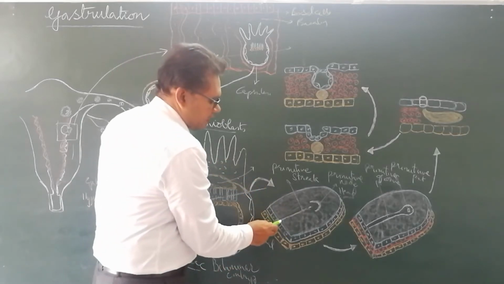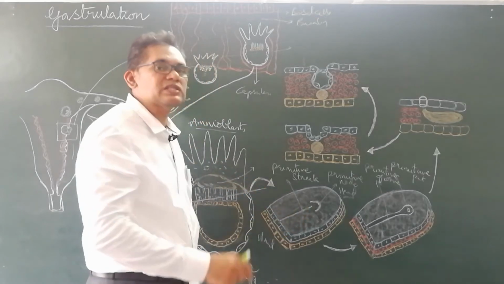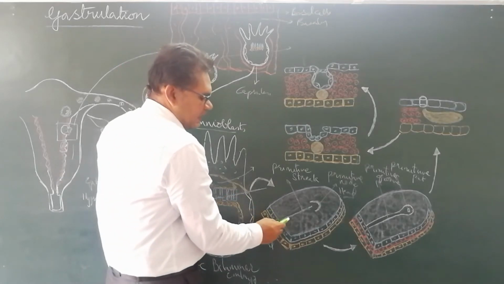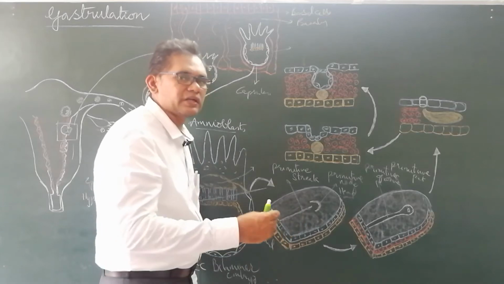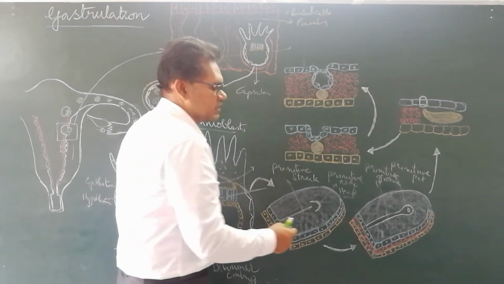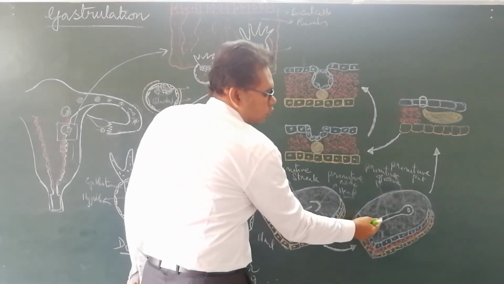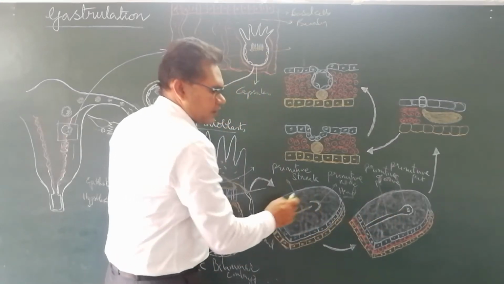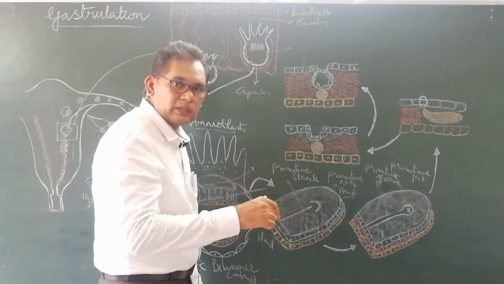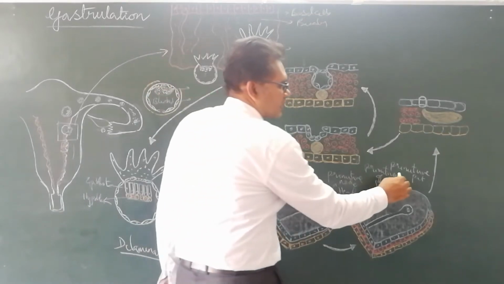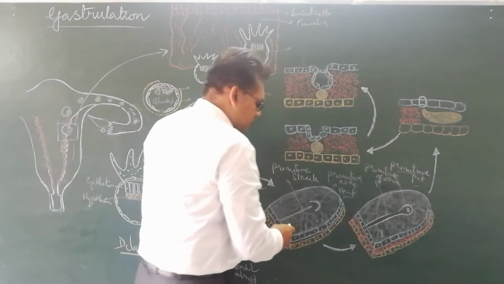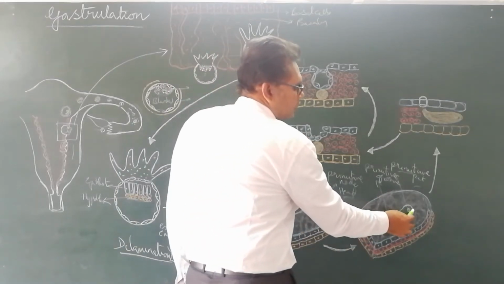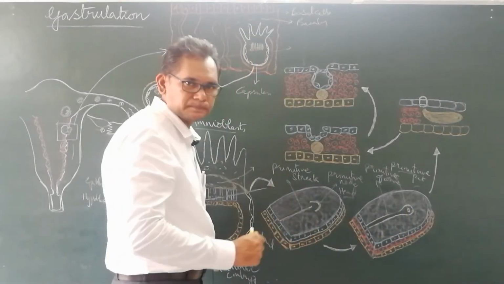Now some cells of this primitive streak degenerate, meaning death occurs, which results in the formation of a primitive groove. This is the primitive groove. In the primitive node a pit will be formed. This is called the primitive pit. It means the primitive streak and primitive node are made into primitive groove and primitive pit.